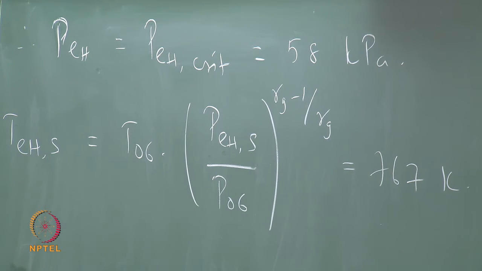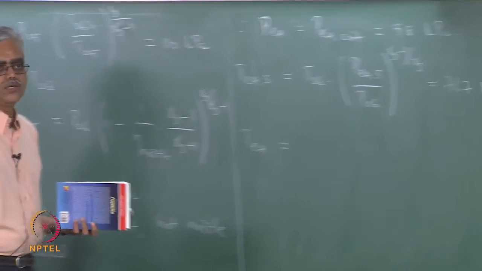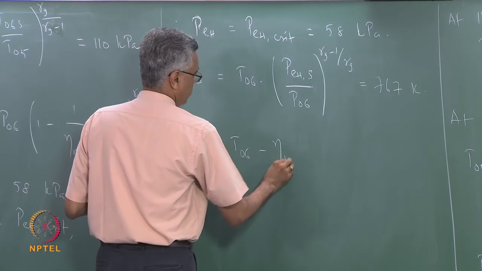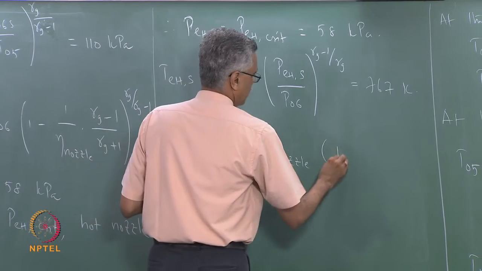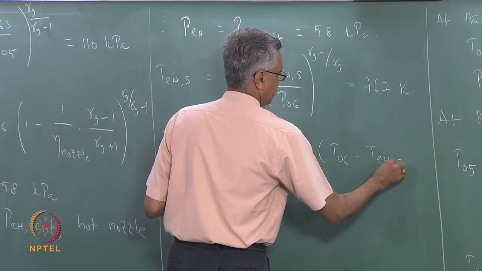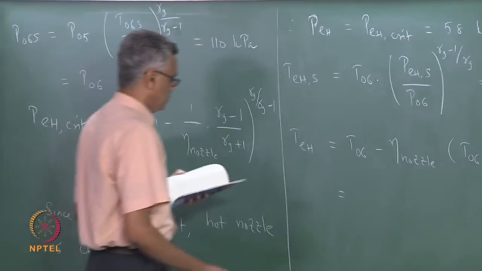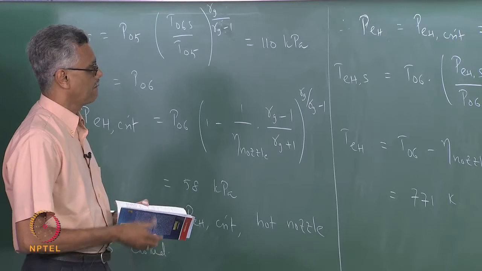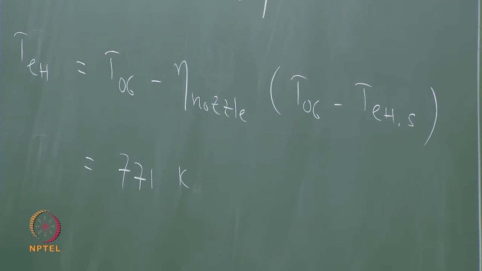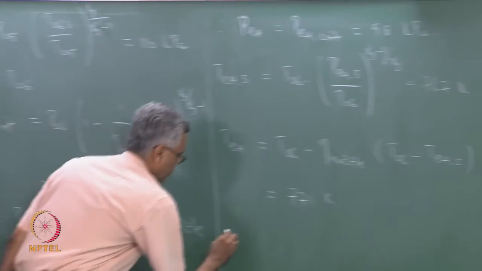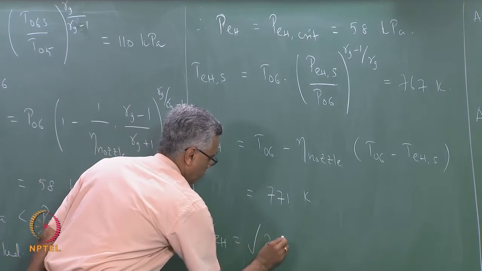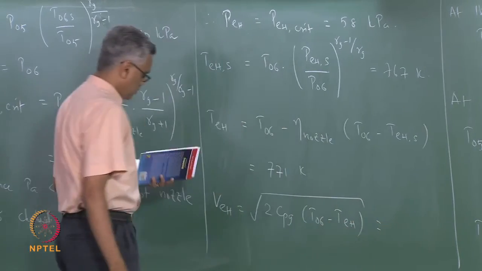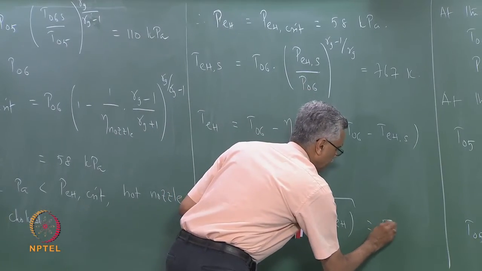Once I have this, I can evaluate TEH by using the definition of the isentropic efficiency of the nozzle, right? So TEH is equal to T06 minus eta nozzle times (T06 minus TEHS). So the exit static temperature, if you substitute the numbers, comes out to be 771 Kelvin. And now I can calculate the exit velocity VEH is equal to square root of 2 times CPG times (T06 minus TEH), and this comes out to be 543 meter per second.